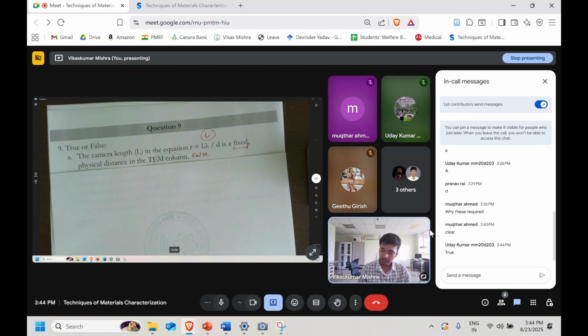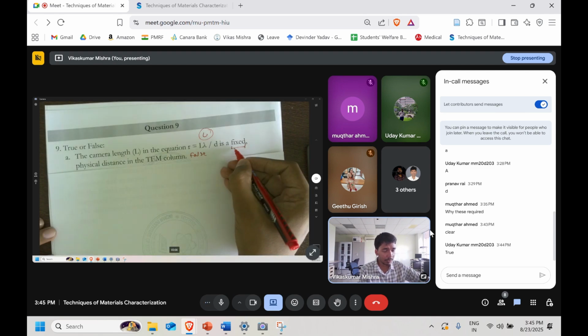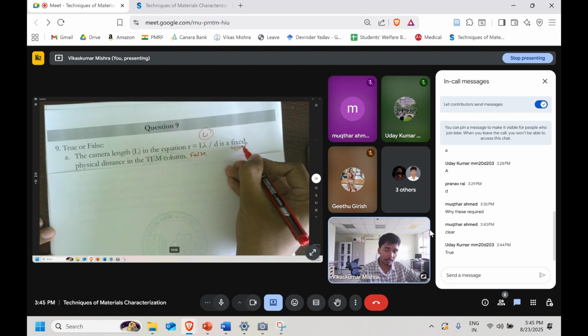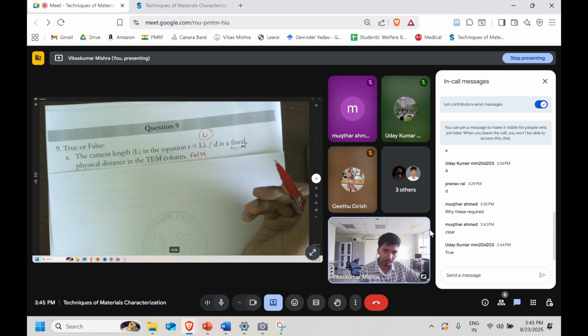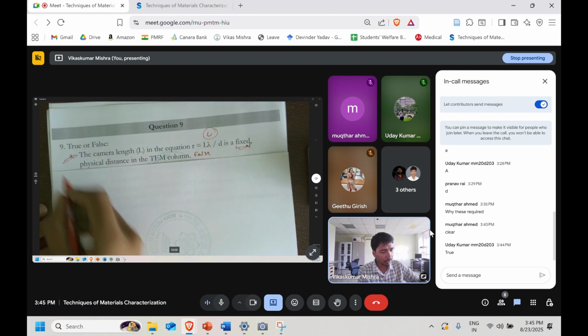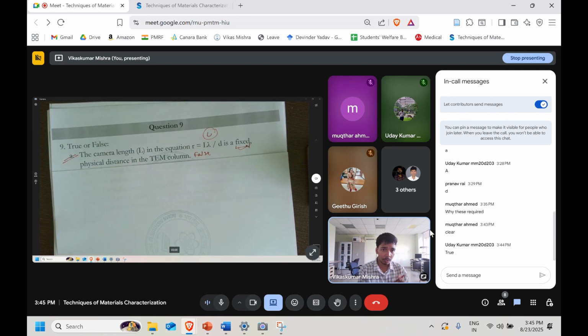So that's why whenever one does this TEM, they can always ask the operator for information: at this particular magnification, what is the camera length? He will calibrate the TEM before use. He will tell you this particular magnification corresponds to this particular camera length, and another corresponds to another camera length. So the camera length is not fixed, it's a variable. It's movable, it's not a fixed concept. So that's how the answer will be false. I hope you got it.